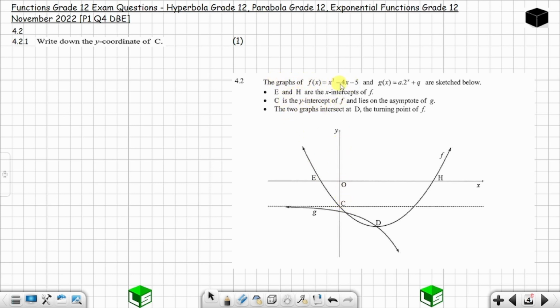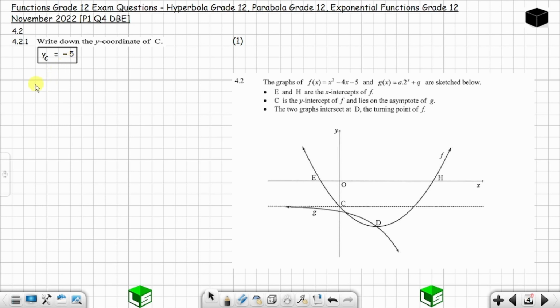From the equation of f, which is a parabola given in standard form, ax squared plus bx plus c, the y-intercept is negative 5. So the y-coordinate of this point, the y-intercept of the graph of f, is negative 5. The graph of f is cutting the y-axis at negative 5. So I can write down: the y-coordinate of C is equal to negative 5.